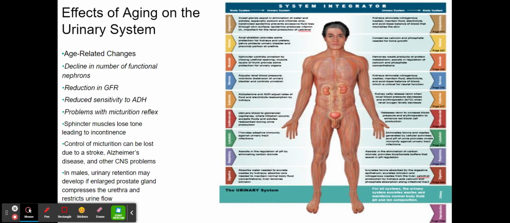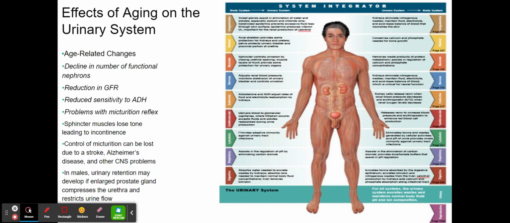In general, aging is associated with an increased incidence of kidney problems. One example is nephrolithiasis, the formation of calculi or kidney stones. Other related changes in the urinary system include the following: a decrease in the number of functional nephrons. The total number of kidney nephrons decreases by 30 to 40% between the ages of 25 and 85. A reduction in the GFR.